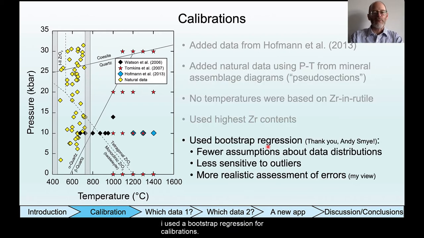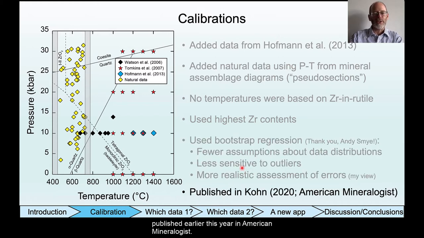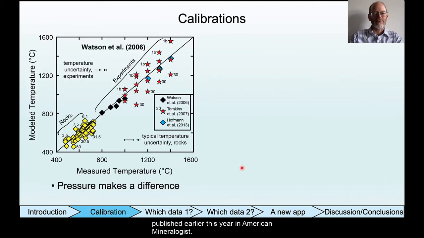I used a bootstrap regression for calibrations. We don't have to go into the details right now, but it turns out it's less sensitive to outliers, makes fewer assumptions, and I believe it gives a more realistic assessment of errors. This was published earlier this year in American Mineralogist.